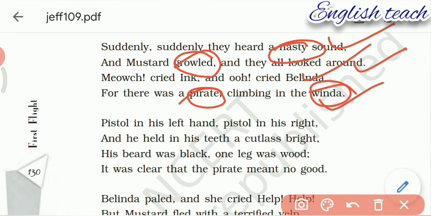So in this paragraph, what the poet says for us means, they were making fun of the dragon. They heard a sound of someone entering the house. When they looked towards the window, they saw a pirate climbing up the wall. The dog barked at him and the kitten mewed to him. Belinda cried, "Ooh," because all of them were scared. Scared means fear. Fear of the pirate.